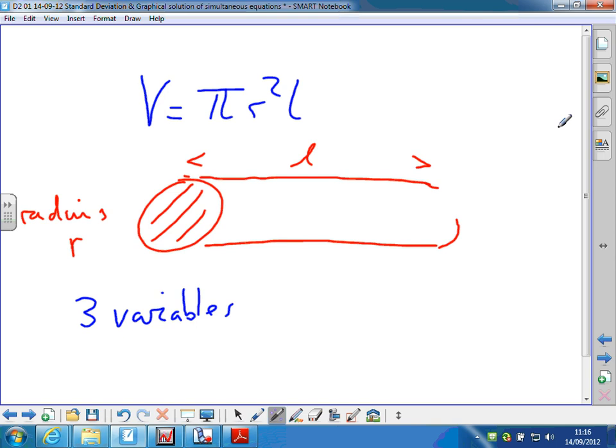Or I might have a situation where the cylinder has got to fit into a certain space, and it's got to have a fixed length. So therefore, L is constant, and I might be interested in what happens to the volume as I change the radius. Or the last situation might be if it's got to have a fixed radius, it's got to fit into a particular aperture. So therefore, I can see what's the relationship with the volume and the length. So there are 3 variables that can change. And the variables are represented by these letters.